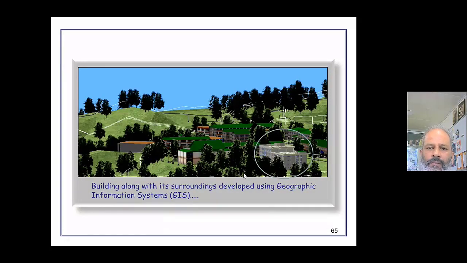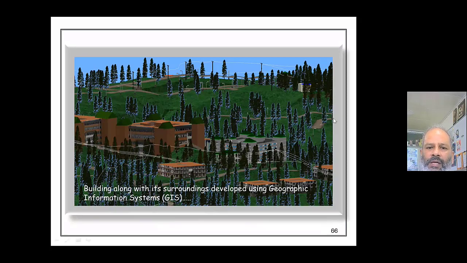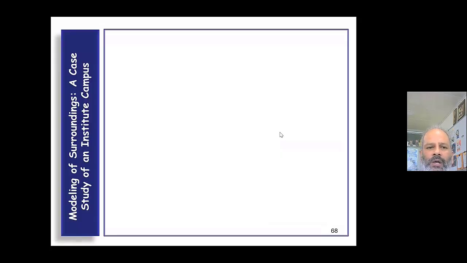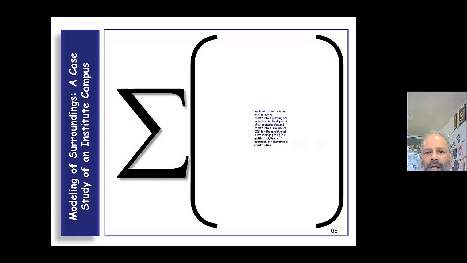Another building has been placed in a surrounding that has been modeled in GIS. Another building, if you see here, has been placed in its surrounding. This building has been modeled in Revit and placed in its surrounding, and the surrounding has been modeled in ArcGIS. So this was all about how to model surroundings using GIS.